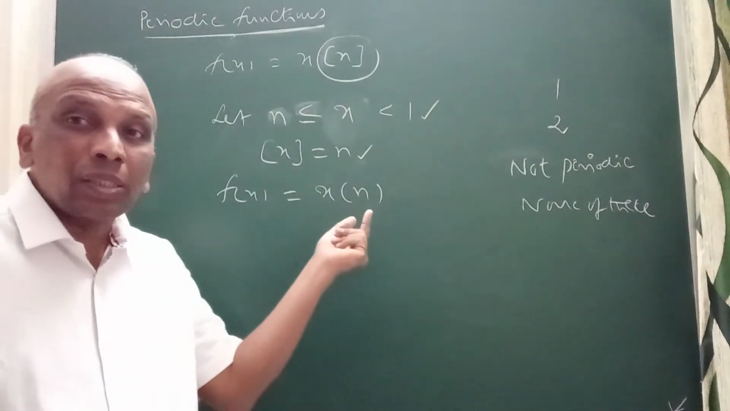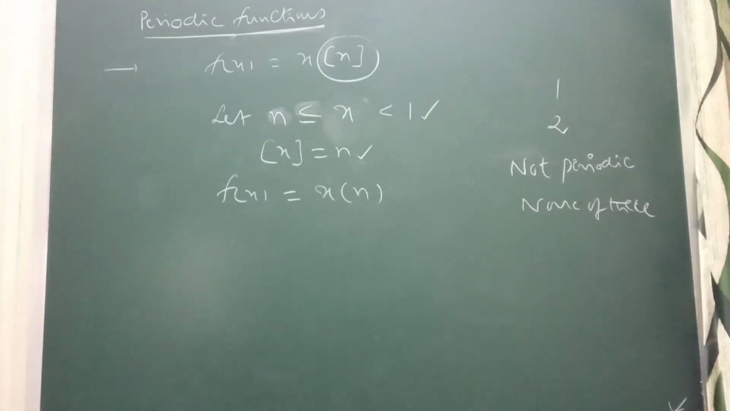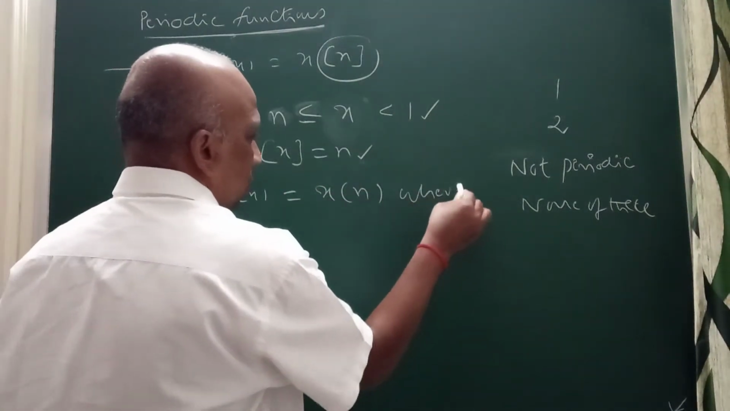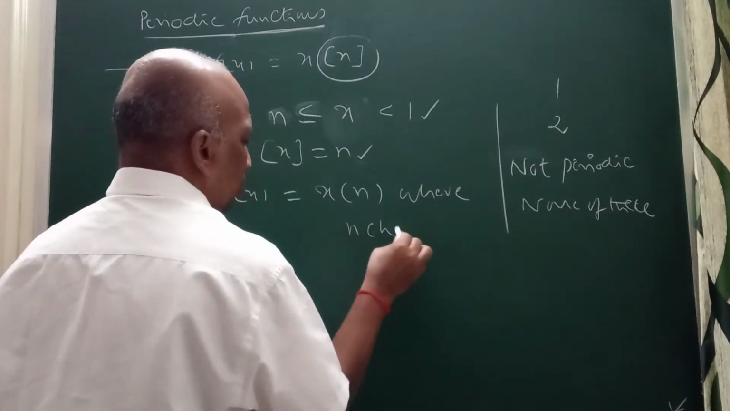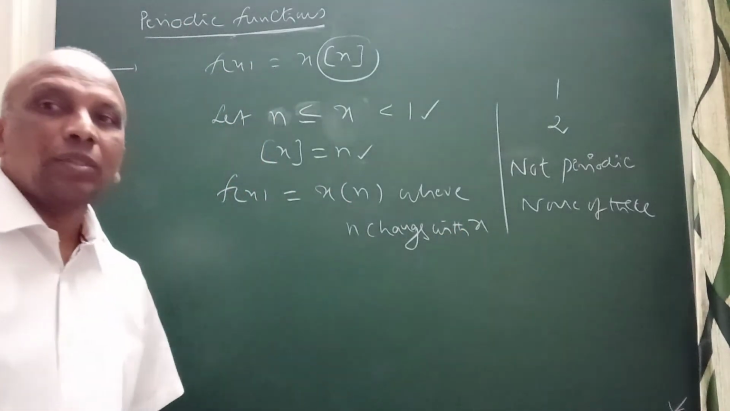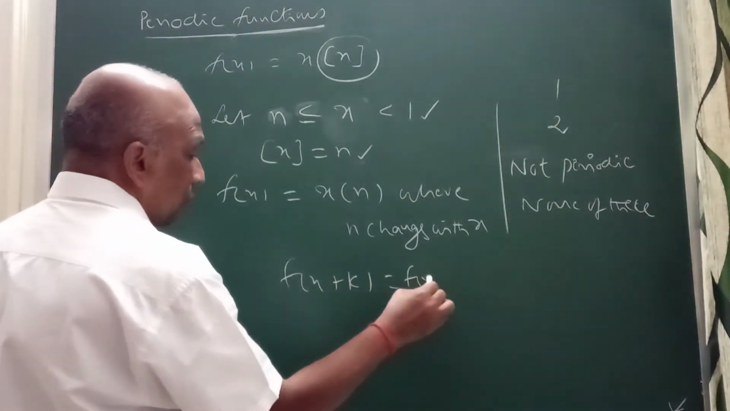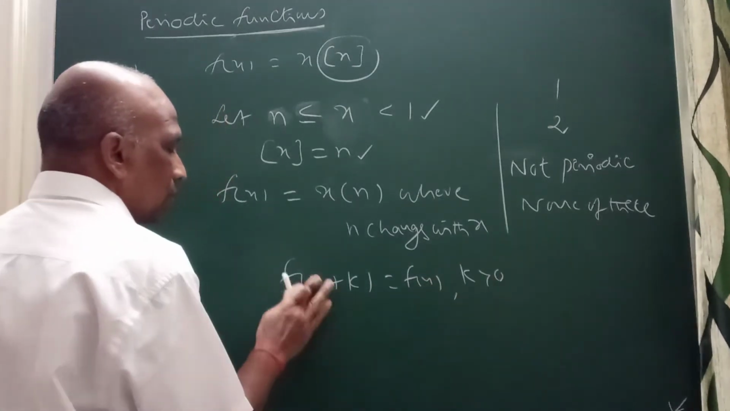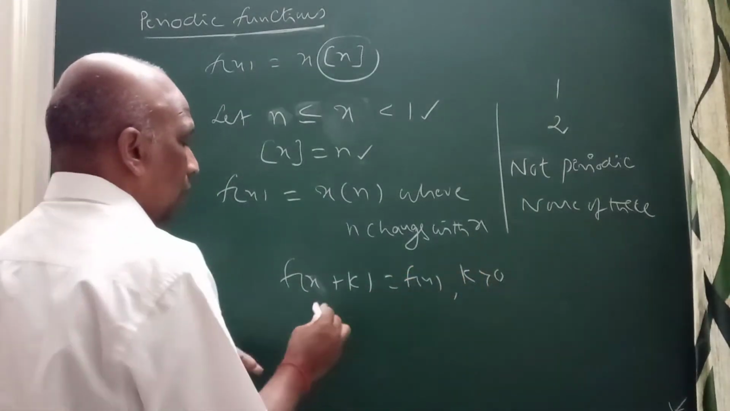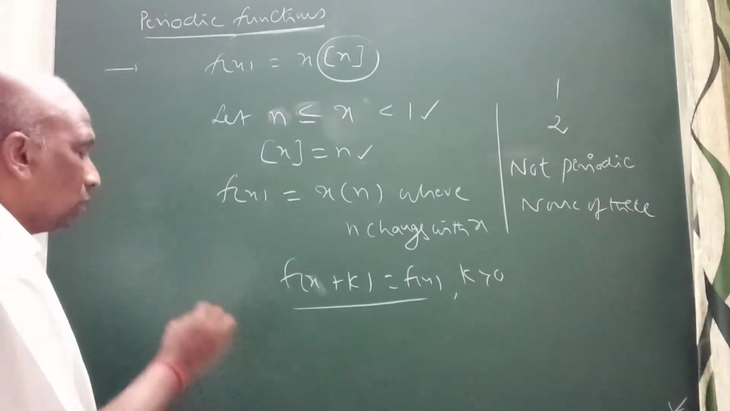Again, the value changes as x changes, so it depends upon x. Here n changes with x. That means there is no k such that f of x plus k is equal to f of x, with k greater than 0, a positive integer. So there is no such k to satisfy this equation. It is not possible, so there is no k here.